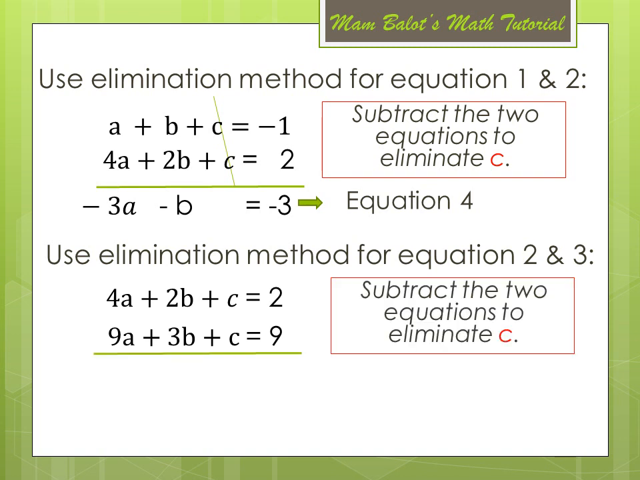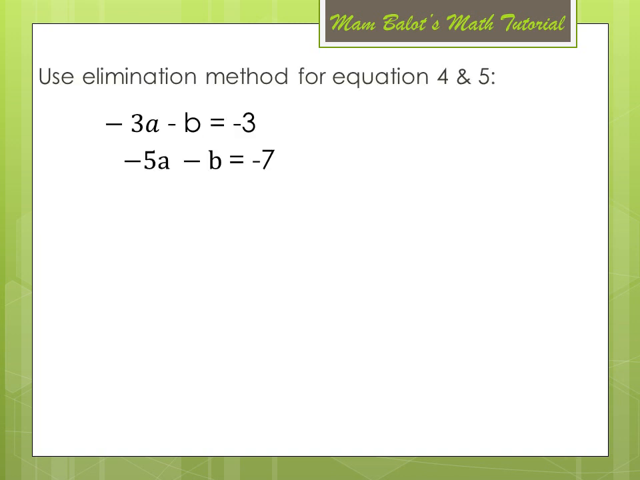So from this, we will again subtract the two equations to eliminate c. So we have now 4a minus 9a is equal to negative 5a. 2b minus 3b is equal to negative b. And 2 minus 9 is equal to negative 7. This now becomes our equation 5. So observe that we have already two variables left. So again, we can pair up equations 4 and 5 to solve for the values of a and b.